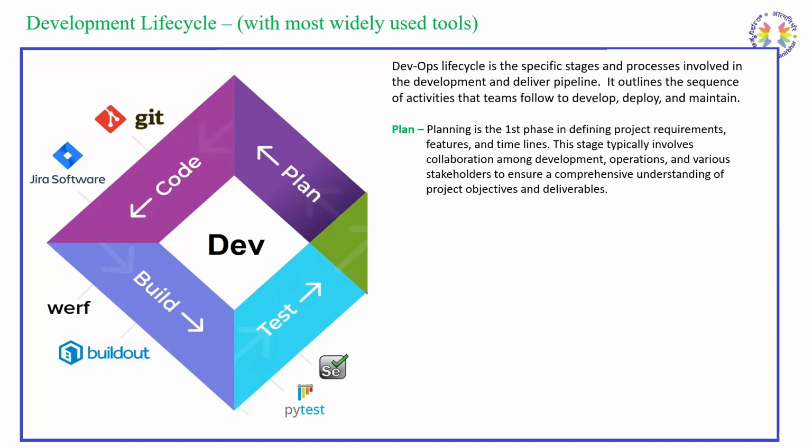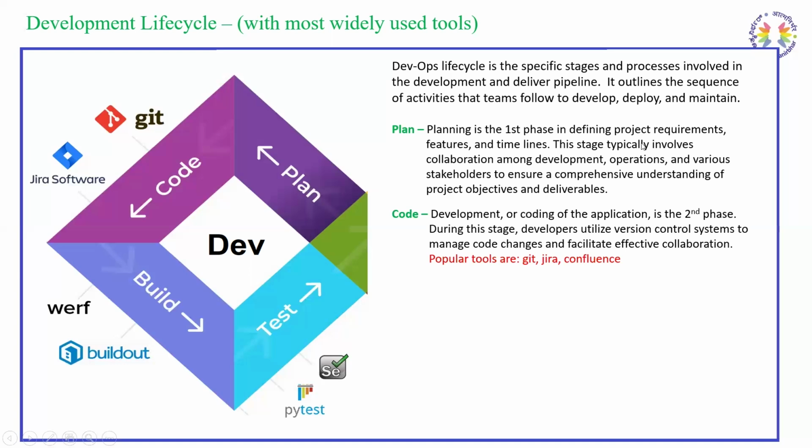This initial phase involves defining project requirements, setting objectives, and outlining the roadmap for development. Collaboration among development team, operations team, and various stakeholders ensures a comprehensive understanding of project objectives and deliverables. The term development encompasses a wide range of disciplines, including software engineering, infrastructure provisioning, and other value adding activities.